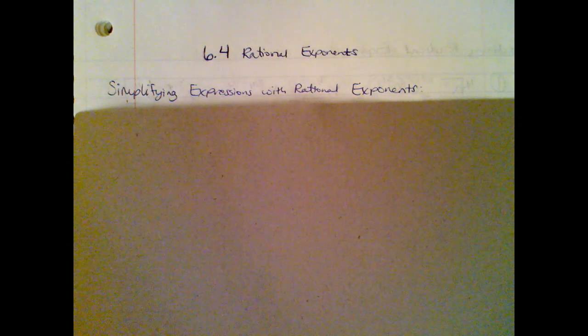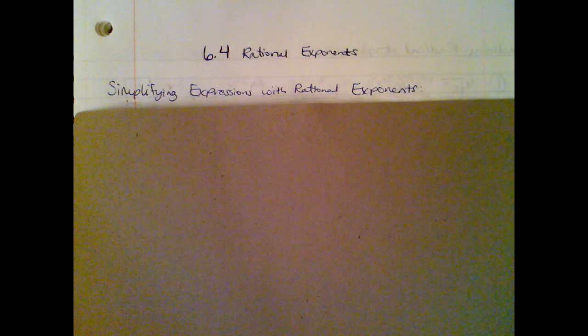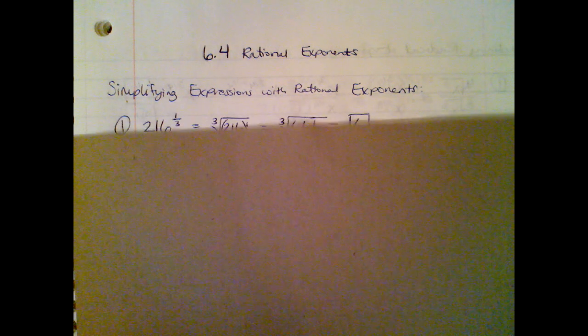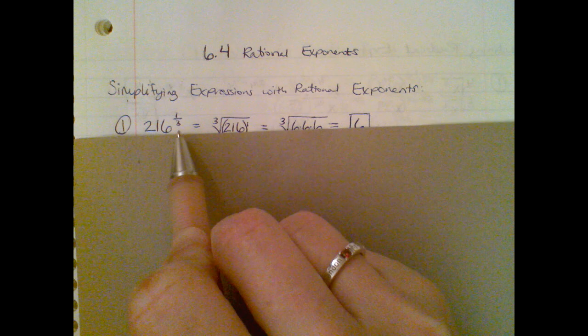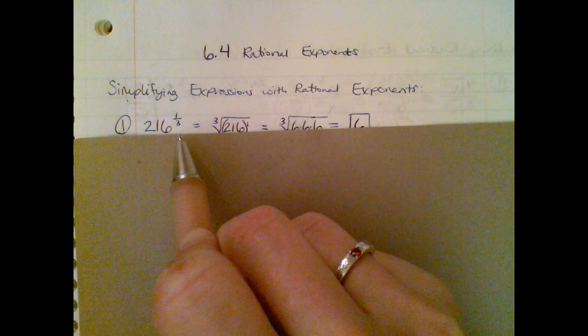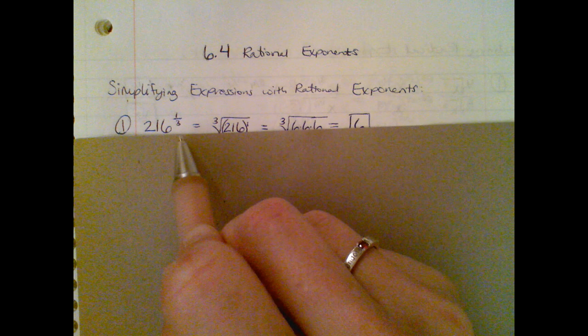Hello, we're going to go through 6.4 rational exponents today. Simplifying expressions with rational exponents. We're going to start with a couple different ways. If we have a number to a certain power, some different options we have to simplify it down. So the first one is 216 to the 1/3 power.